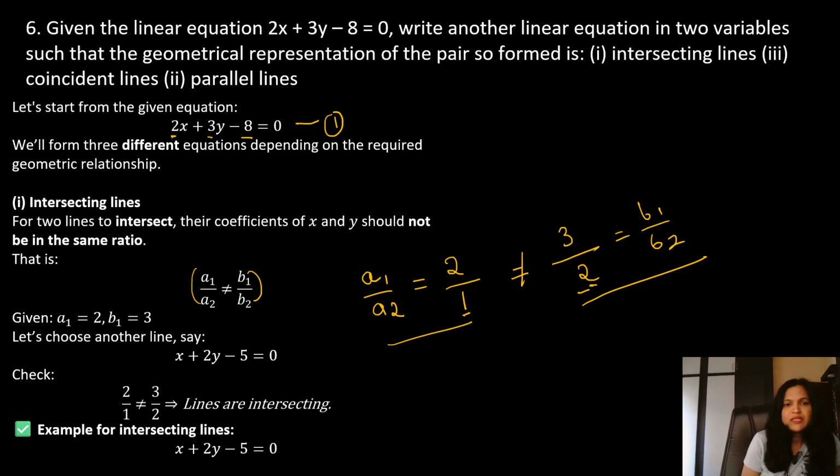C2 is minus 8. I'll take it as minus 5 equal to 0. Check whether 2y, the same thing, is not equal, so the lines are intersecting. For example, intersecting lines: x plus 2y minus 5 equal to 0. No need to draw a graph. We have to check this and take your own equation so that this condition is satisfied. Then you will get intersecting lines at one point, one solution, out of this.